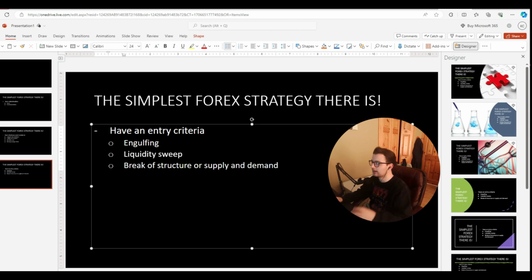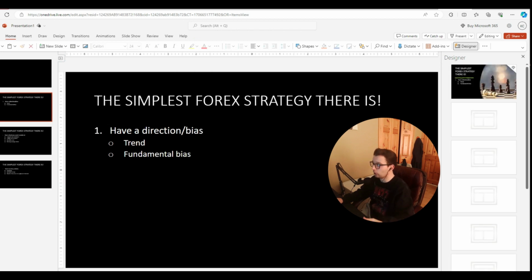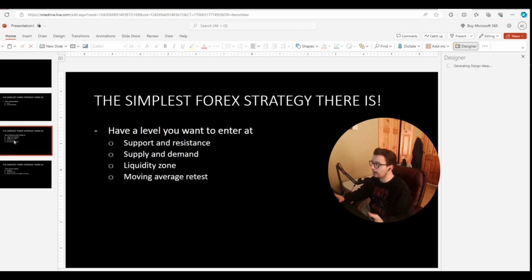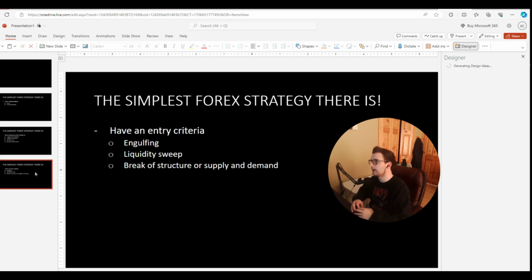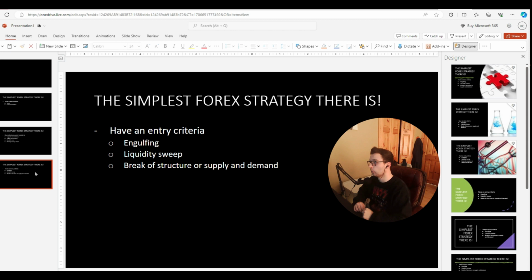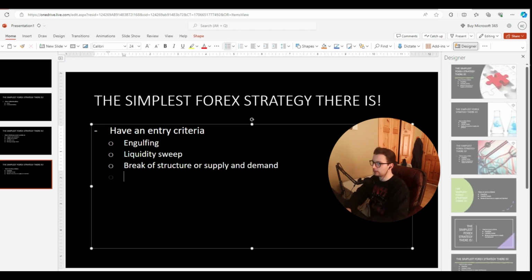So this is how you create a simple Forex strategy. So not only do you find a direction, so you have a direction, then you find a zone you want to enter in. Okay, then finally, once it's at the zone, how are you going to enter? Are you going to enter when it's engulfing? Are you going to enter when there's a liquidity sweep? Are you going to enter when there's a break of structure?